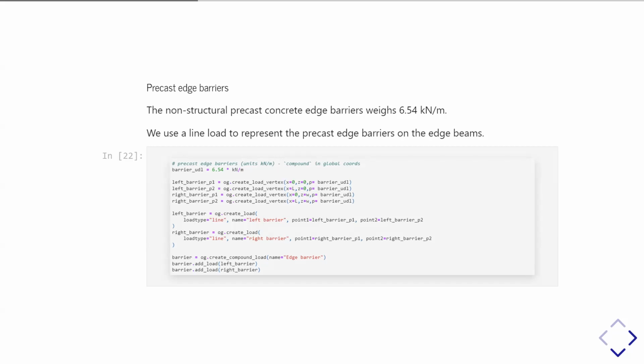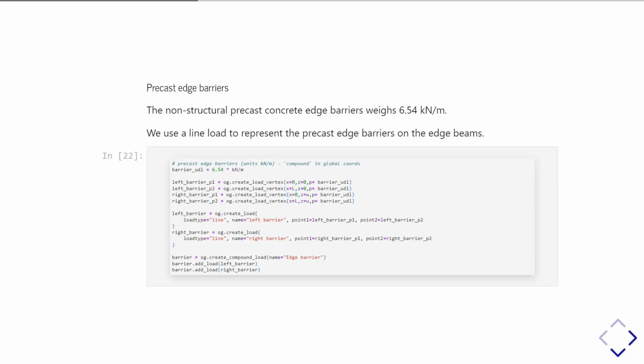I should mention that in this example here, for this precast edge barriers here, we are using a feature called compound load. So compound load is you can have in the compound load multiple different instance objects or instances of load types. So what we have here is our compound load. We will have two line loads, which is our left barrier and right barrier that we previously defined.